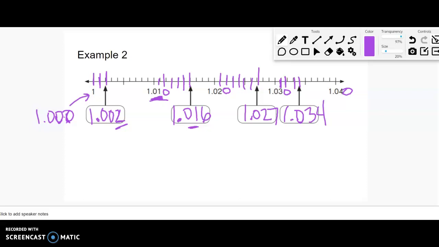Okay, you can do some more practice on your worksheet, looking at number lines, thinking about, okay, what is it counting by? What is it broken down into? As always, let me know if you are stuck or could use some more help. Good luck.